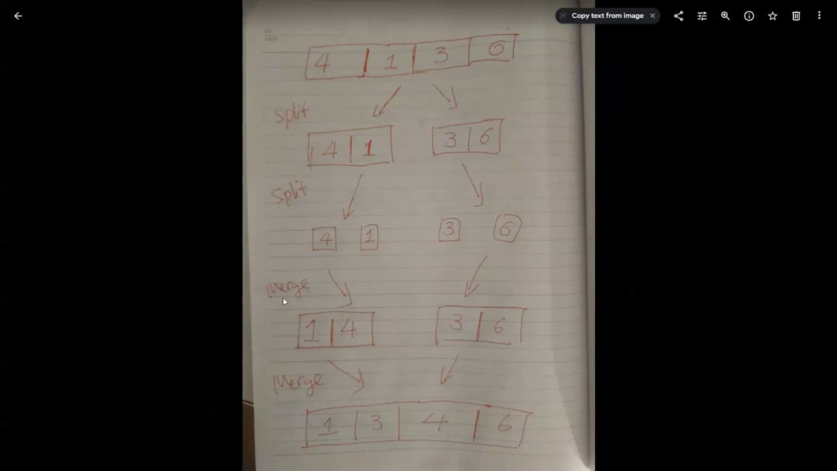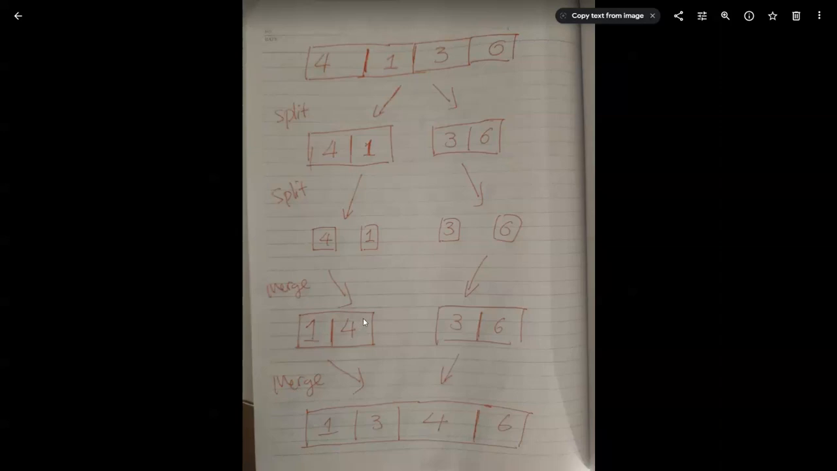At the same time, when we merge them, we compare the two numbers and sort them. So for example, 4 and 1: when we merge the two of them, the 1 is smaller than the 4, right? So when we merge the two individual arrays into one single array, the 1 will be before the 4. Same thing with 3 and 6: 3 is smaller than 6, so when we merge them and sort them at the same time, 3 will be before 6. And now we have two arrays, each with two elements. Then we merge them and sort them as well.